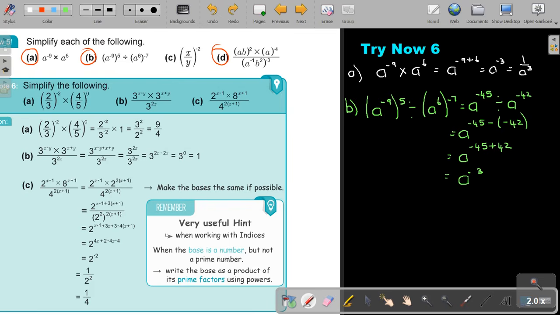And if you do that, it's just going to be 1 over a to the power of 3. Take it now to the bottom, to the denominator. Okay. And then, yes, that was number B. Did I skip? No, that was B. Now I will do D. I'm just going to make space.